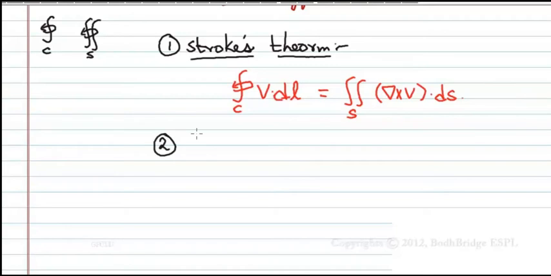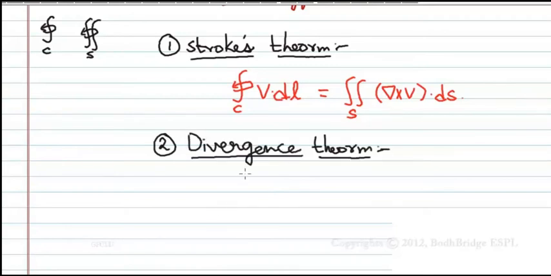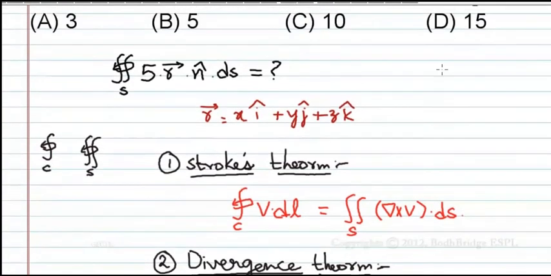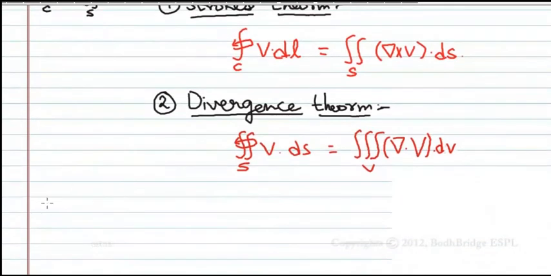The second theorem is the divergence theorem. It says the integral over a closed surface of v dot dS is equal to the integral over a volume V of del dot v dV. So by these two theorems, closed integrations can be converted into open integrations, which can be solved very simply. Therefore we are asked to find the integral over a closed surface of 5 r bar dot n cap dS. This should be converted into a normal integral, so we use the divergence theorem.